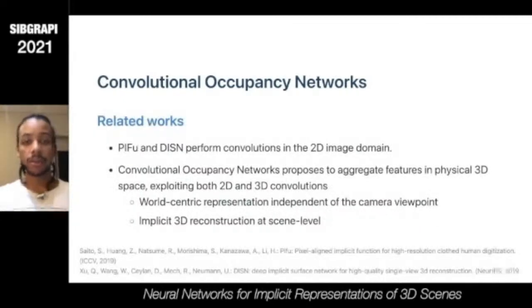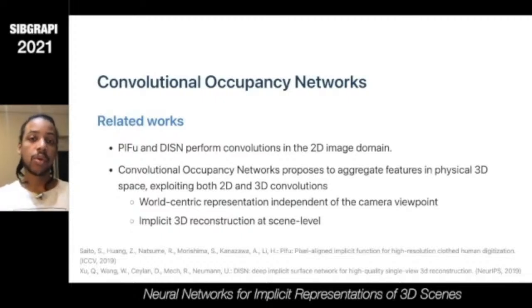Convolutional occupancy networks isn't the first work to publish about the benefits of combining convolutions and implicit representations. As related works, we can cite PIFu, pixel-aligned implicit functions for high-resolution clothed human digitization, and also DISN, which means Deep Implicit Surface Network for high-quality single-view 3D reconstruction. However, both PIFu and DISN perform convolutions in the 2D image domain, while the current work proposes to aggregate features in physical 3D space, exploiting both 2D and 3D convolutions.